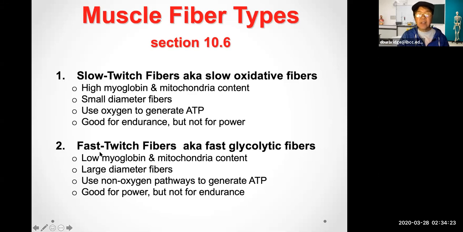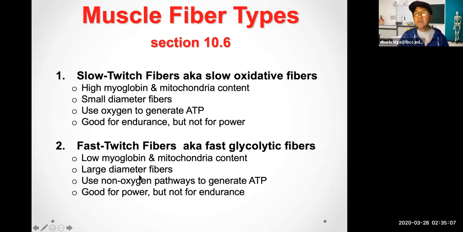All right, at the other end, you have fast twitch fibers. These are known as fast glycolytic fibers, and they are called that because they contract very quickly, but as with any kind of quick contractions, they are going to tire very easily. So these are not good for endurance, but that fast frequency of contractions is going to generate a lot of power. These are good for power, but not good for endurance.